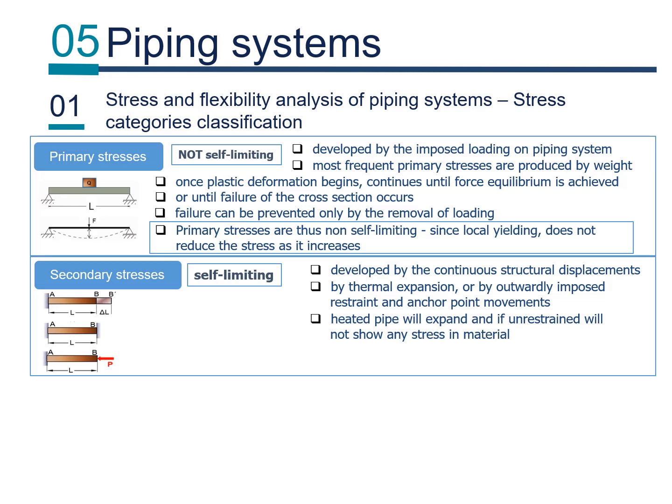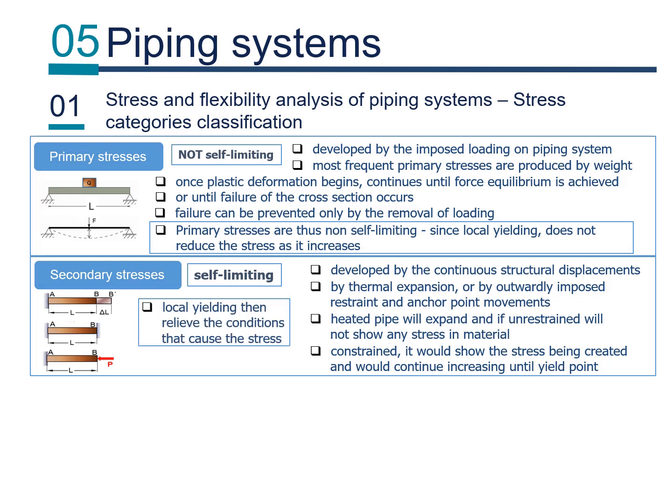If the material, however, were to be constrained, it would show the stress being created, and would continue increasing until eventually reaching a yield point. From there on, where the material starts yielding, stress relaxation begins, meaning that local yielding can relieve the conditions that cause the stress, and we say that this type of stress is thus self-limiting, or that strain helps with relieving the stress.